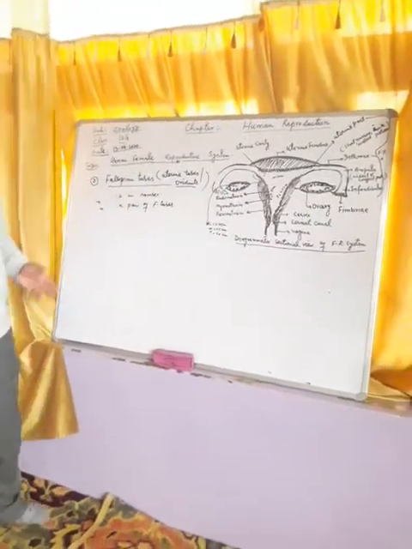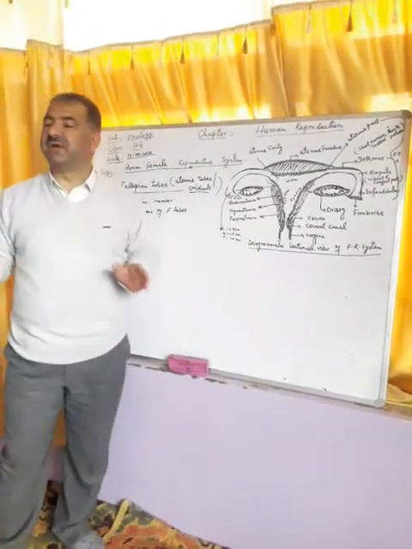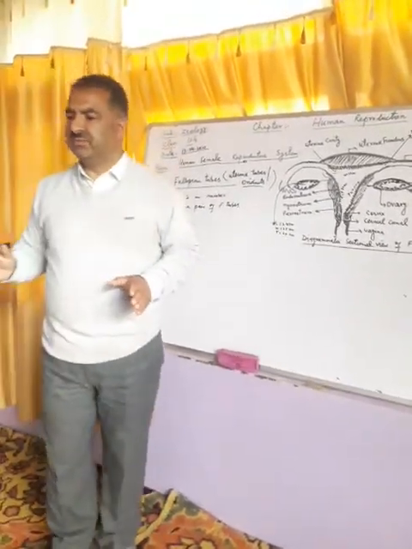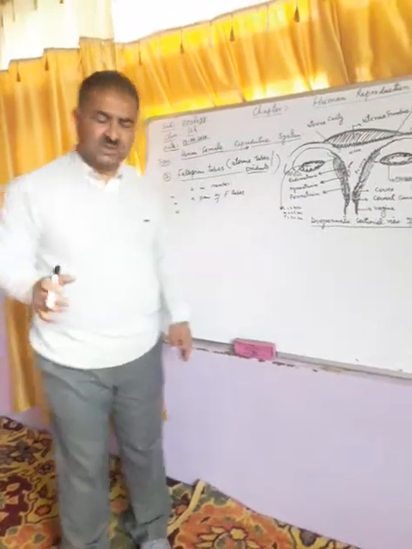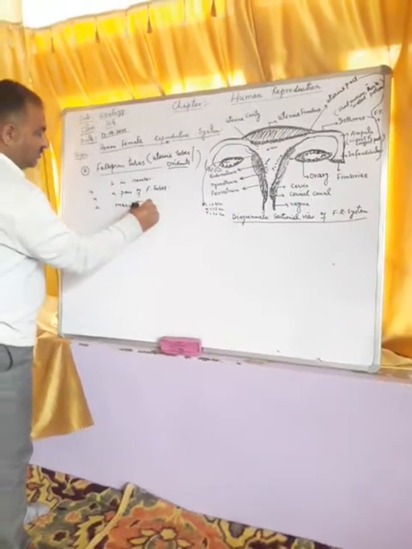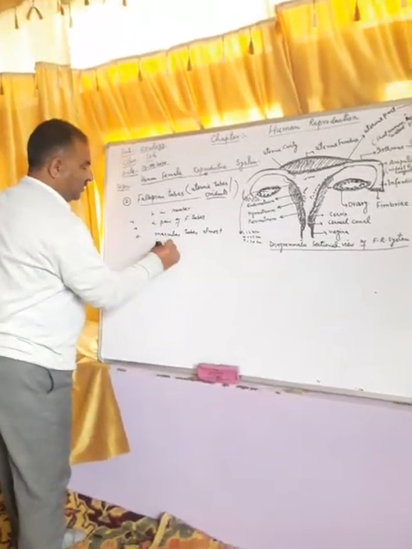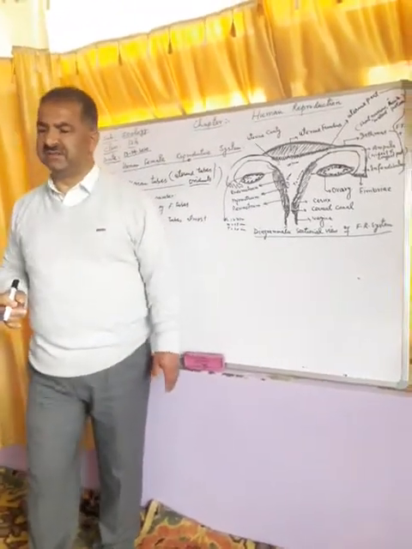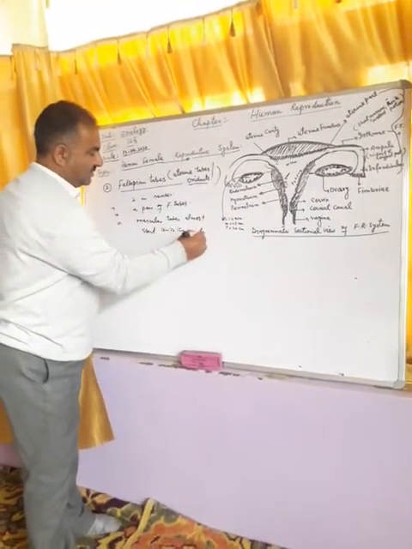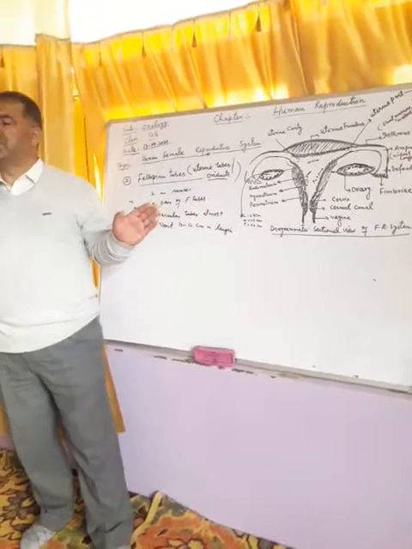We can say fallopian tubes are, as I said, a pair in number, two in number. They are muscular tubes, almost about 10 to 12 centimeters in length. So the fallopian tubes measure 10 to 12 centimeters.